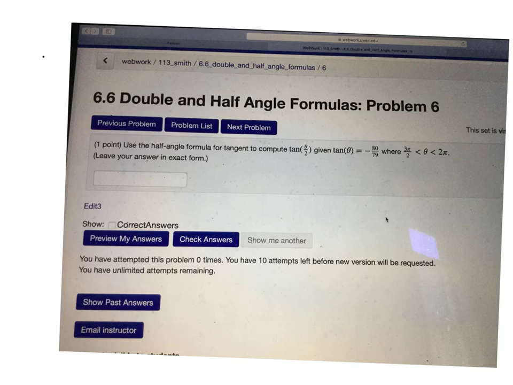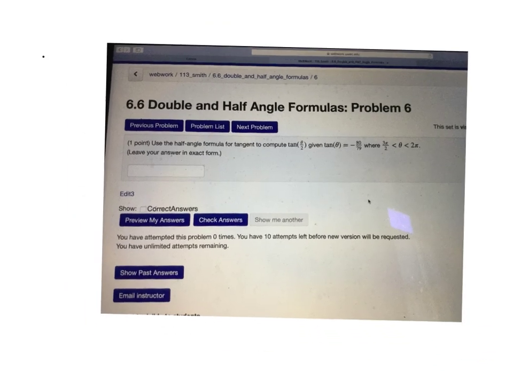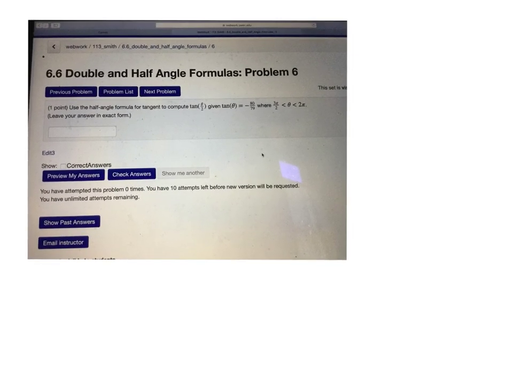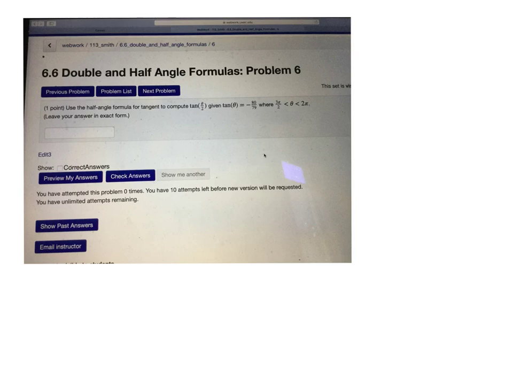Here's a WeBWorK problem that might be a little bit tricky. Your version, of course, might have different numbers, but working through this one should help you. So we know that tangent of theta over 2 is what we need to find. So we will use formula 10c on page 532.